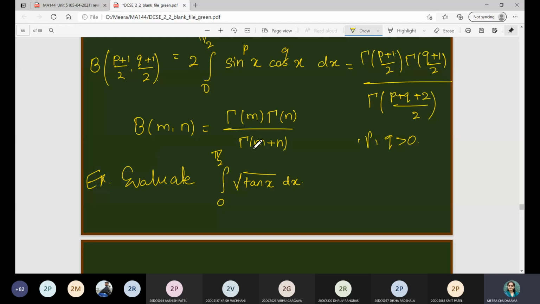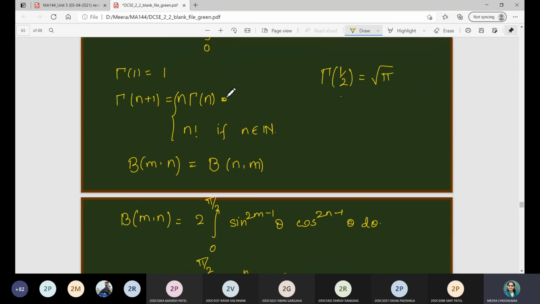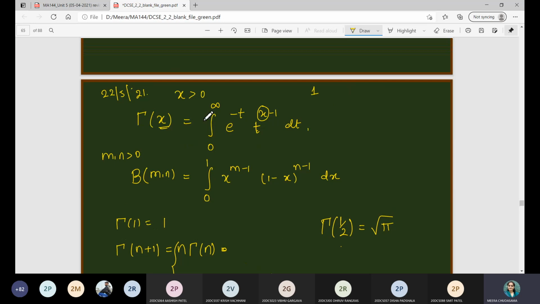So here you can see that the integral is from 0 to pi by 2, and you can see from these definitions that the gamma function will require the integral limits 0 to infinity.